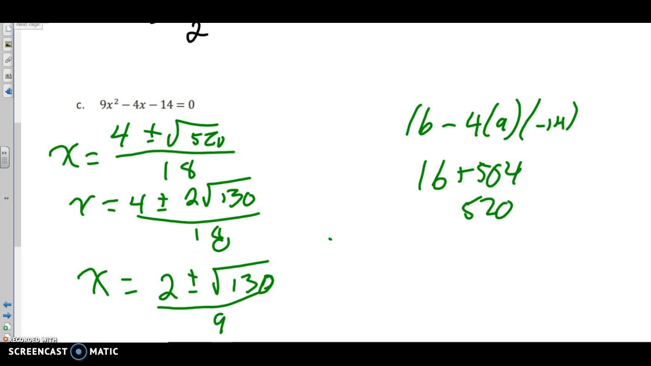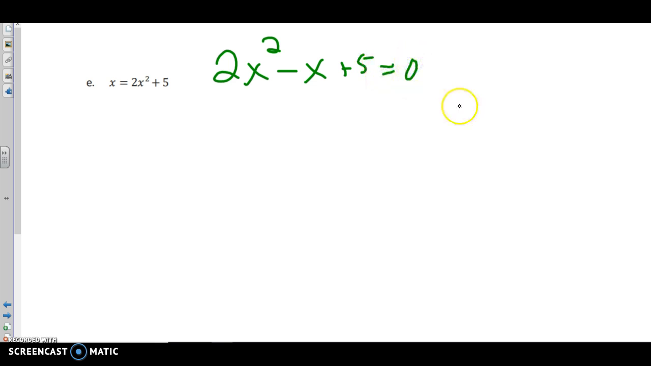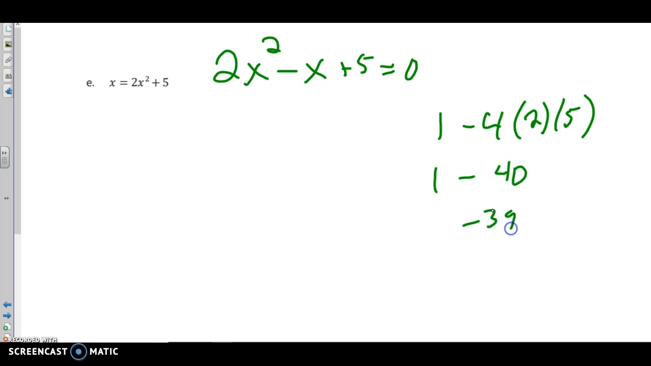All right, I'm going to skip D. And we'll just look at E and finally F. Again, I want you to focus on the fact that this is not equal to 0, so I need to make it equal to 0. And now I can check my discriminant. B squared is 1 minus 4ac. 4 times 2 times 5. 1 minus 40. Negative 39. So I should have 2 complex solutions.